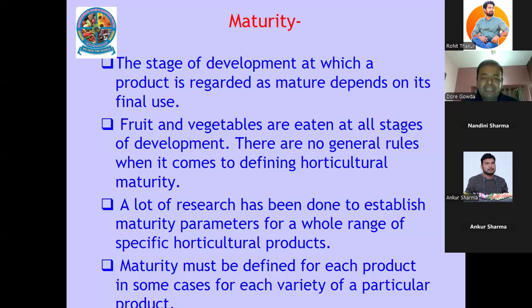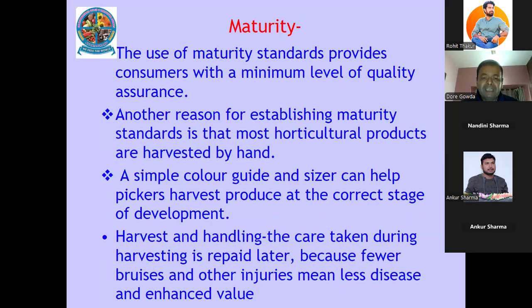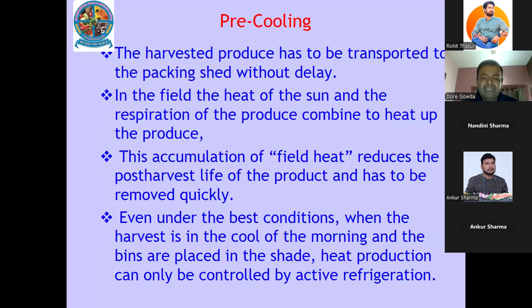A lot of research has been done to establish maturity parameters for a whole range of specific horticulture products. Maturity must be defined for each product, and in some cases for each variety, because if you take mango itself, there are so many varieties cultivated in India, and the maturity standards vary from variety to variety. The use of maturity standards provides consumers with a minimum level of quality assurance. Another reason for establishing maturity standards is that most horticulture products are harvested by hand and are still not fully mechanized. A simple color guide and sizer can help the picker harvest produce at the correct stage of development.